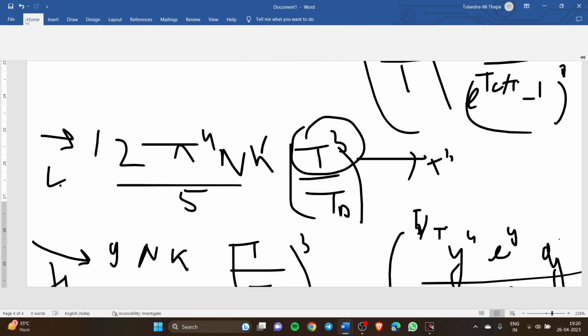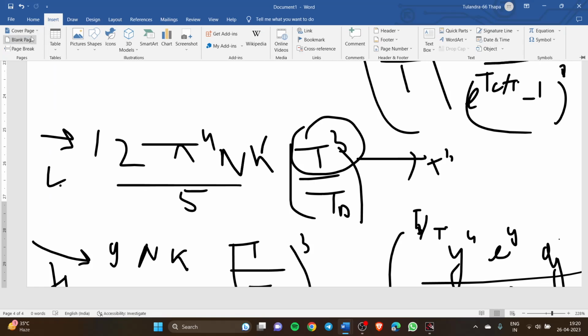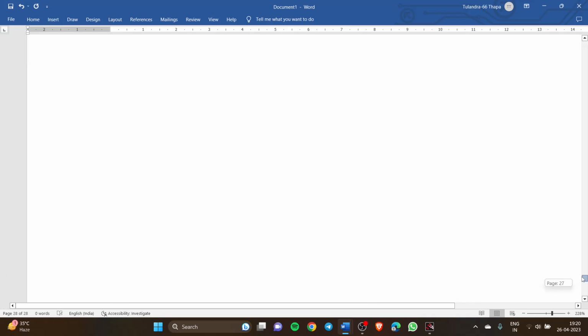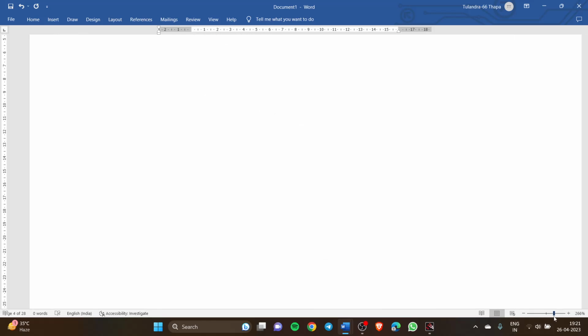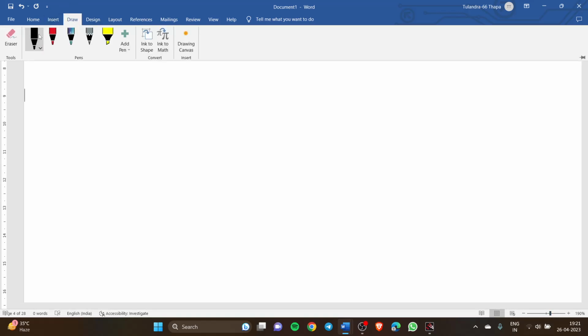Let us first go to home and file, and insert new page, blank page, blank page. I am inserting blank pages. You can insert blank pages like this, but I also don't know how to erase them later on. So let us take this one. It will take some time, so get ready.